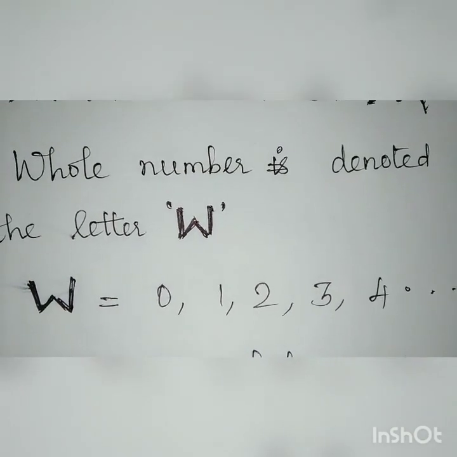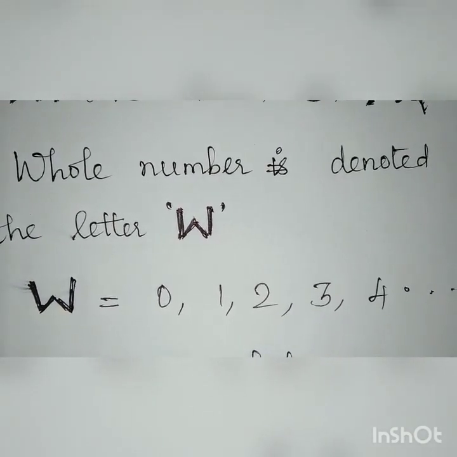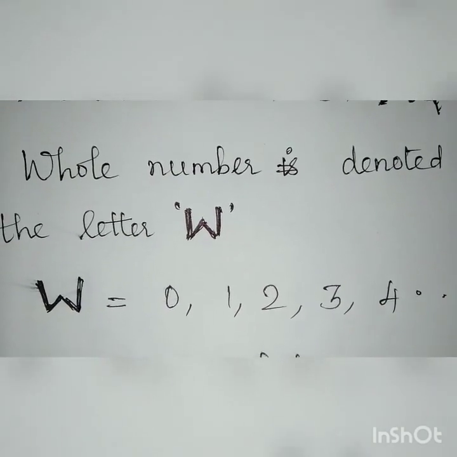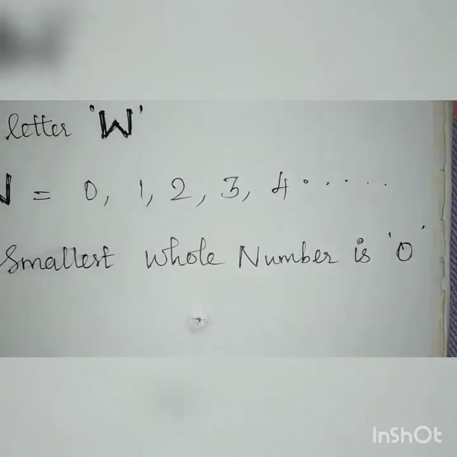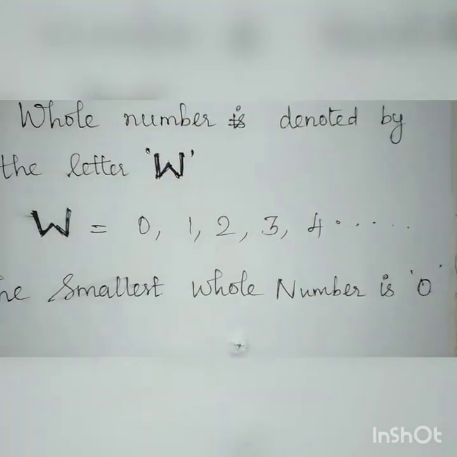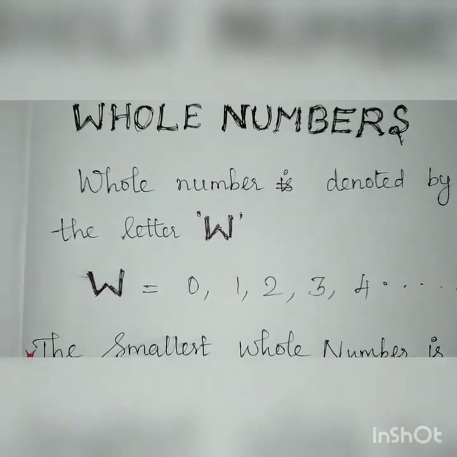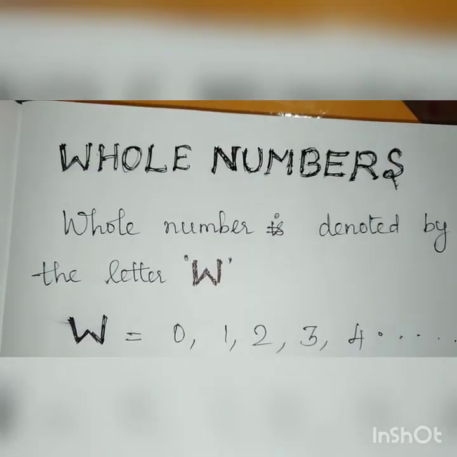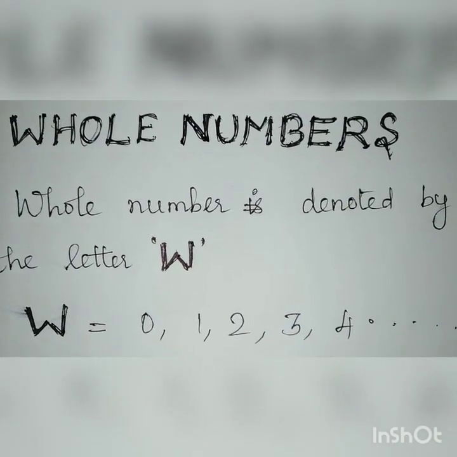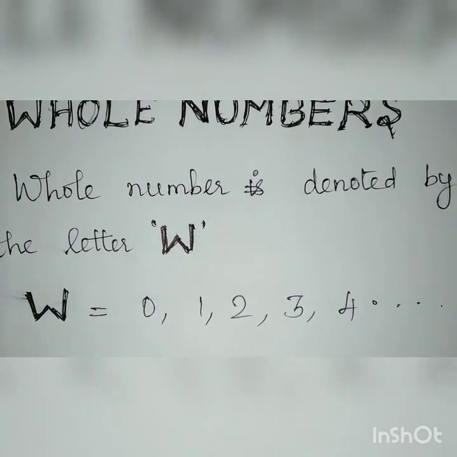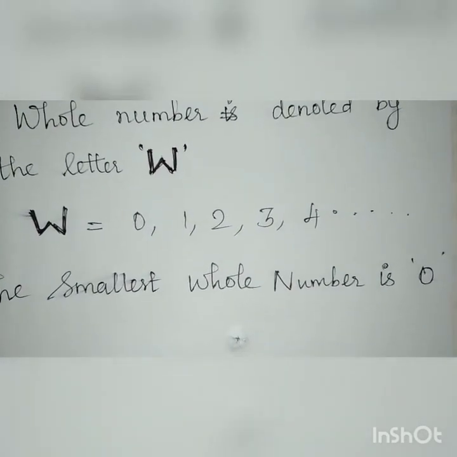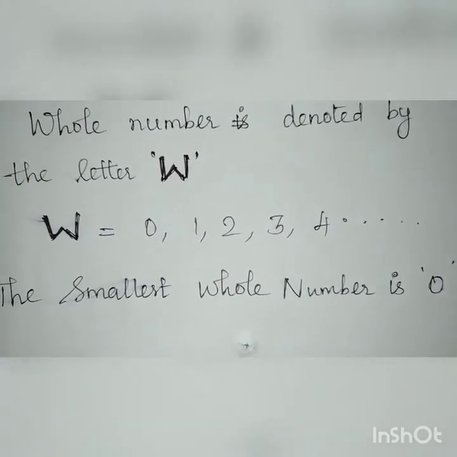What is the smallest whole number? Can you say? The smallest whole number is 0. So whole numbers are denoted by the capital letter W. They start from 0, 1, 2, 3, 4, etc. The smallest whole number is 0.